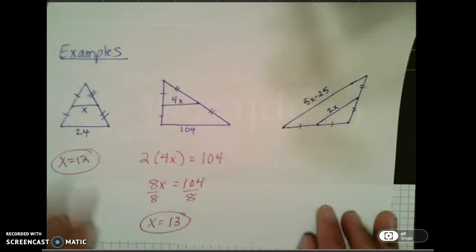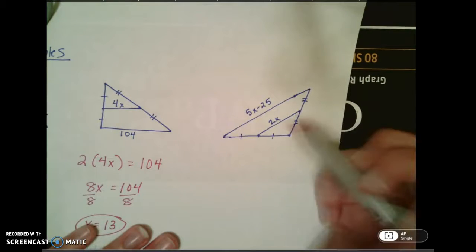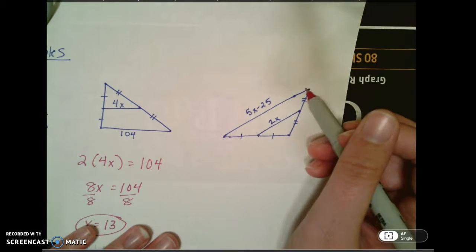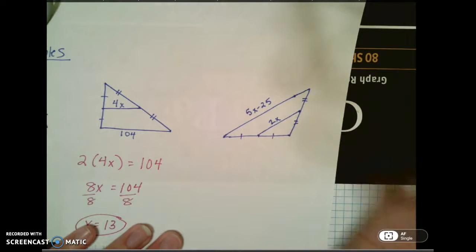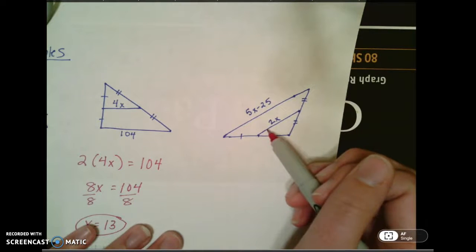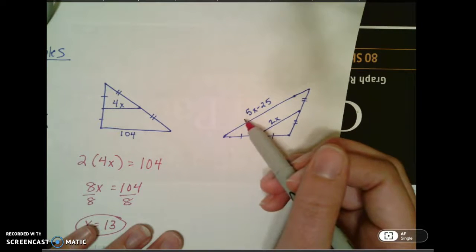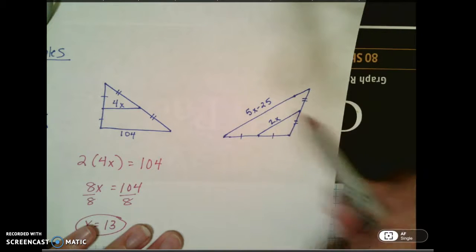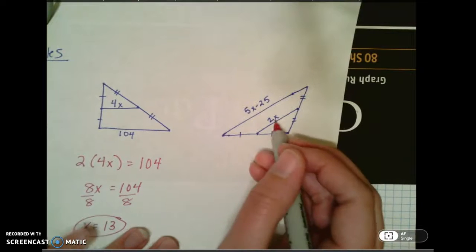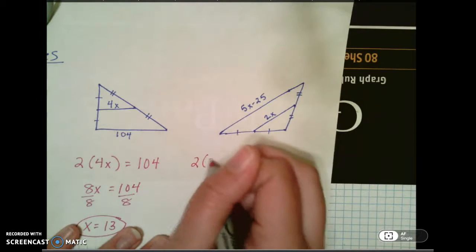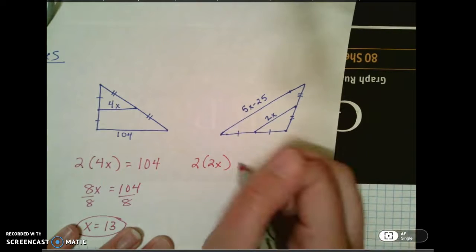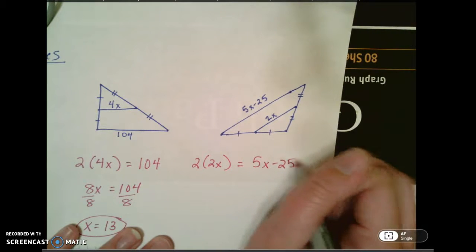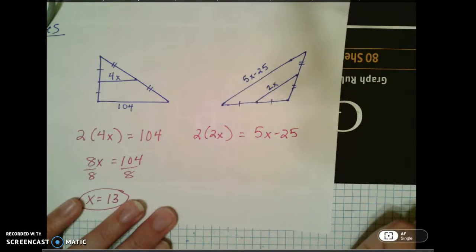And in our last example, my midsegment is 2x. My parallel side is 5x minus 25. So the same concept kind of applies here. If I double my midsegment, it should equal my parallel side. Remember, if it's half, the midsegment is half of that. If I double it, then they'll be equal. So I'm going to double my midsegment. So 2 times 2x, that's doubling it, should equal my parallel side, 5x minus 25. So now we just have to solve.